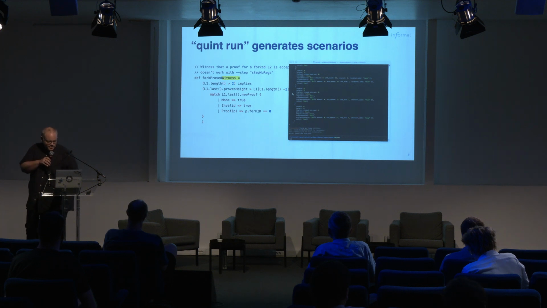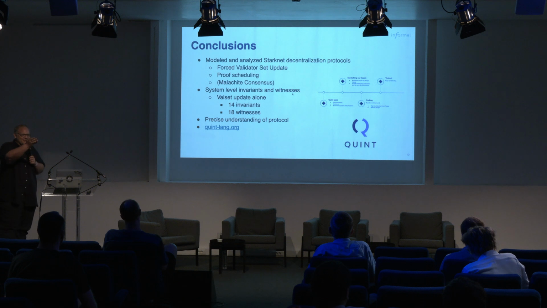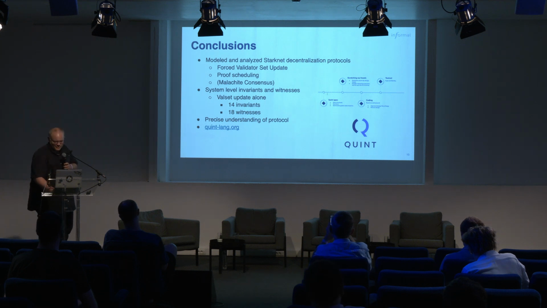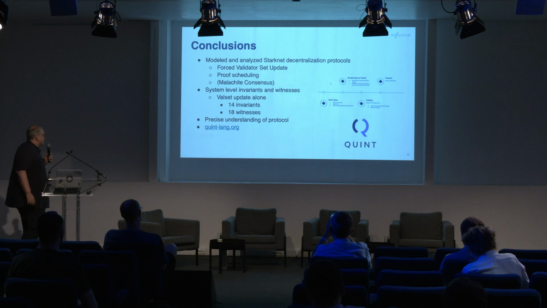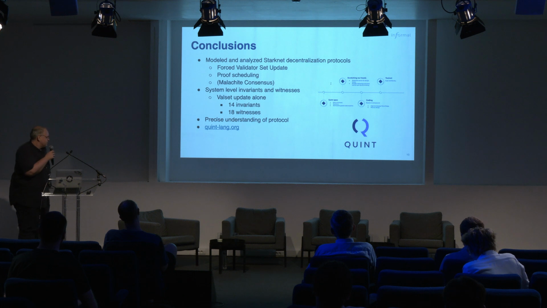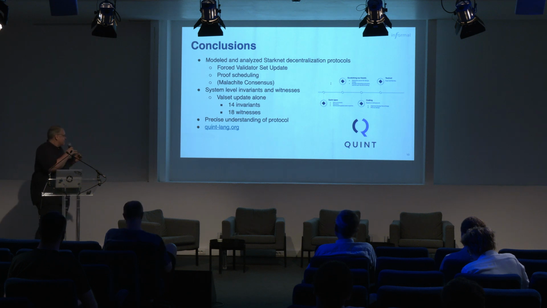This is what we did for the Starknet protocols, also for the protocols mentioned in the talk before. So we modeled and analyzed them, also for Malachite consensus, which addresses the concerns that we have raised here for the first 2 points. To give you some idea, for the validator set alone, the protocol that lives between L1 and L2, we have 14 invariants and 18 witnesses that describe interesting states and properties. This gives us a very good and precise understanding of the protocol. And all this is done in our Quint language. There's a new web page. Check it out and play with it.